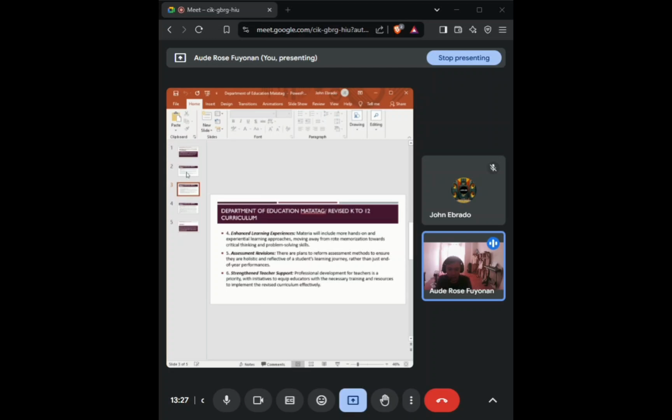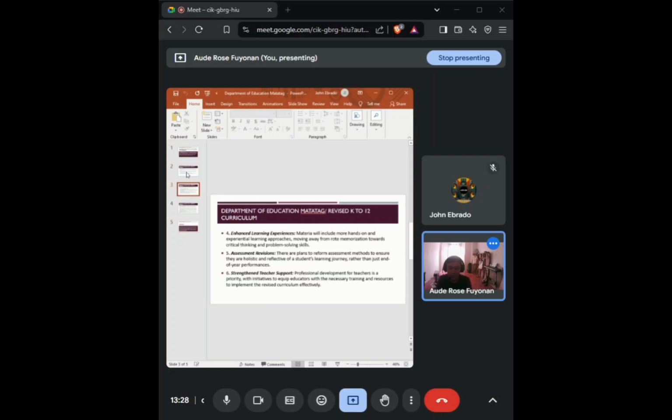So, why is it important to have enhanced learning experience? So first one is to have good and quality experiences, and the students' needs will be met. So that's why we have blended learning. Students will have their own pace in learning, and also the guide of the teachers. Five is assessment revisions. So there are plans to reform assessment methods.